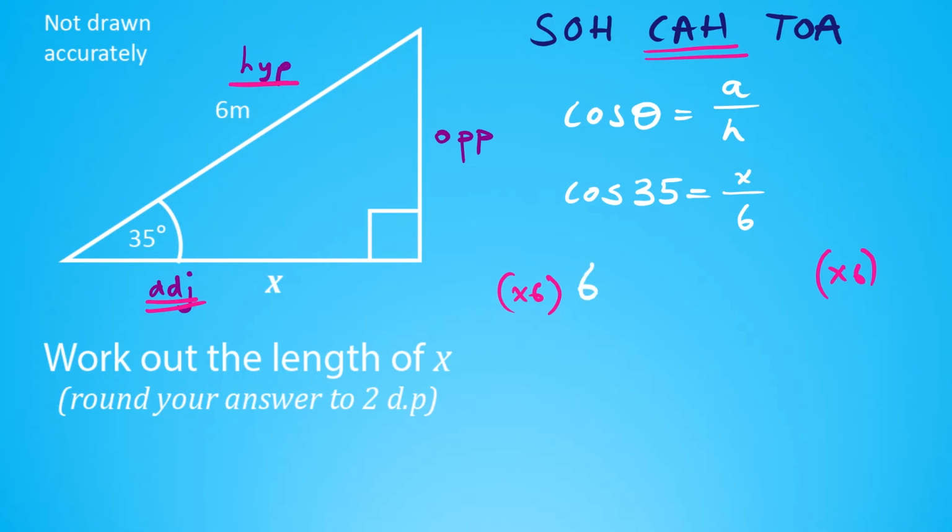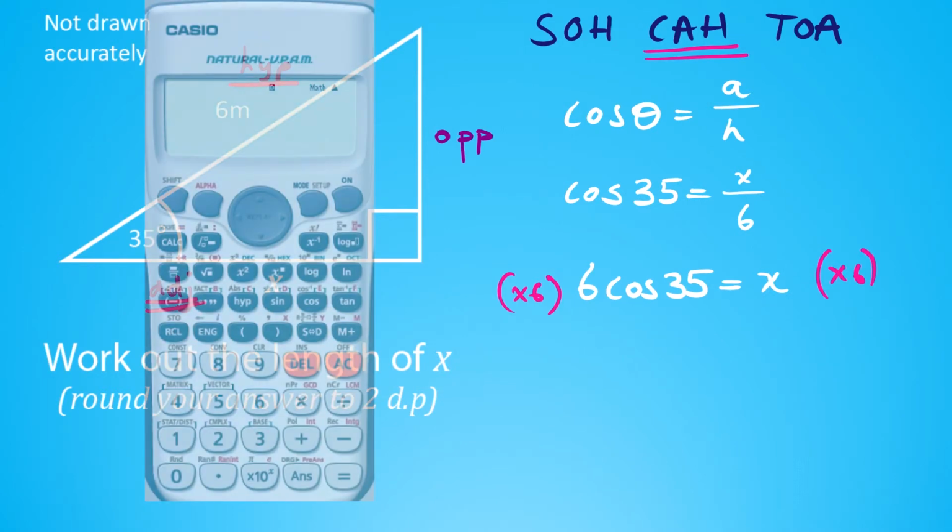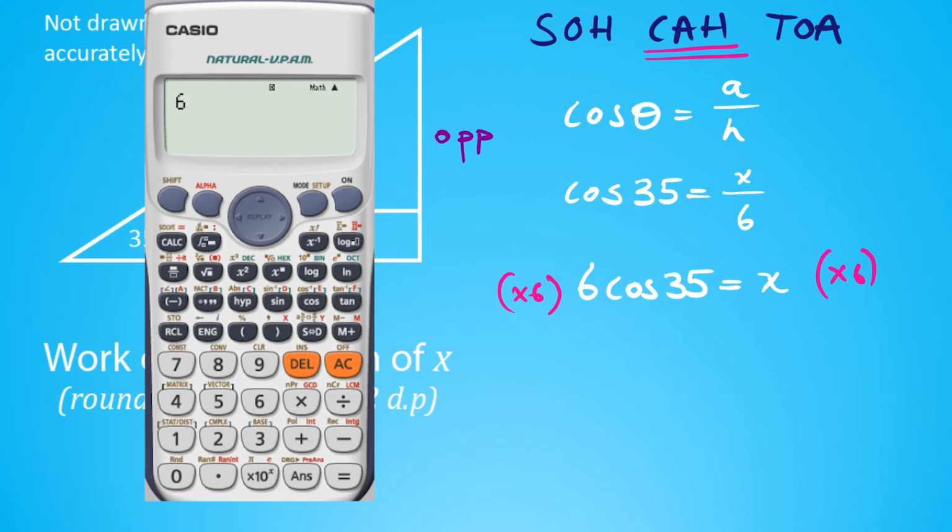We will get 6 times cos 35 will be equal to x. Then we'll go to our calculator. We'll work out what that is, and we can type it in just like that, 6 cos 35. We'll put some brackets around the 35. That's what your calculator likes you to do.